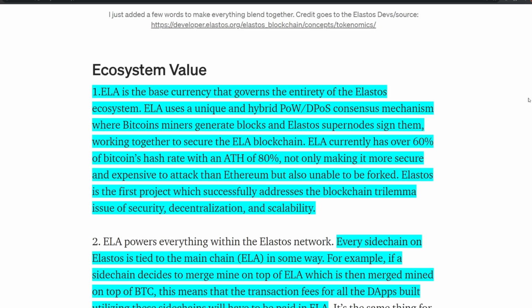ELA currently has over 60% of Bitcoin's hash rate with an all-time high of about 80%, not only making it more secure and expensive to attack than Ethereum, but also unable to be forked. Elastos is the first project which successfully addresses the blockchain trilemma issue of security, decentralization, and scalability.